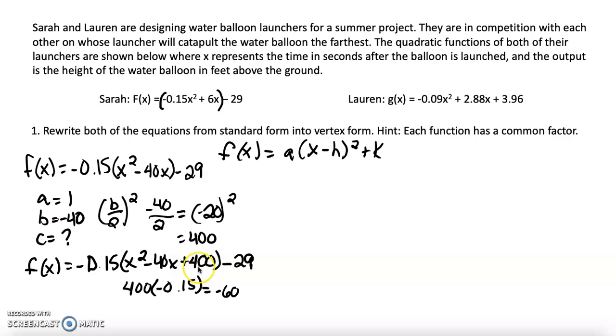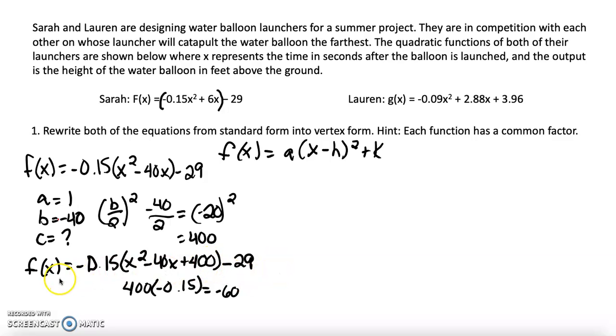We added the 400, but if you're adding something to an equation, we have to offset it. We can't just change the equation. We have to keep it the same equation. So if I'm adding something, I have to then subtract something or offset it in order to not change the value of my equation. If I'm adding something on the inside, I'm going to have to also add something on the outside that's going to cancel out with what's on the inside.